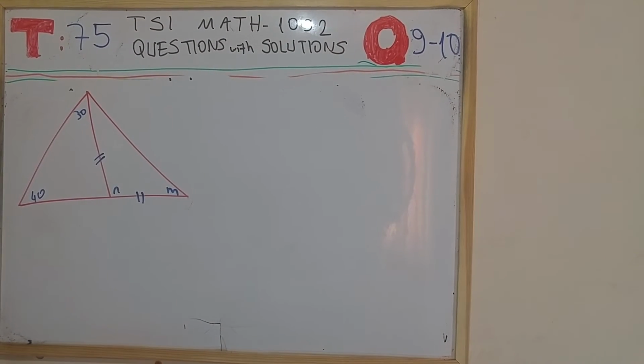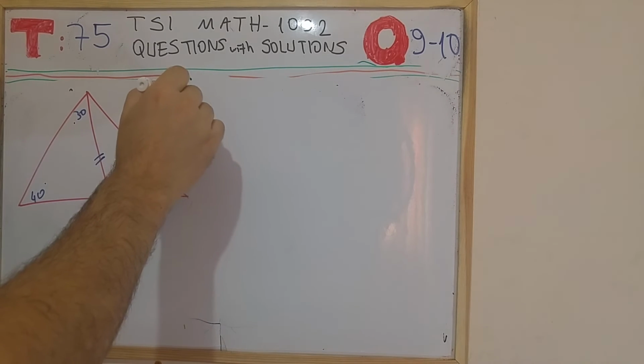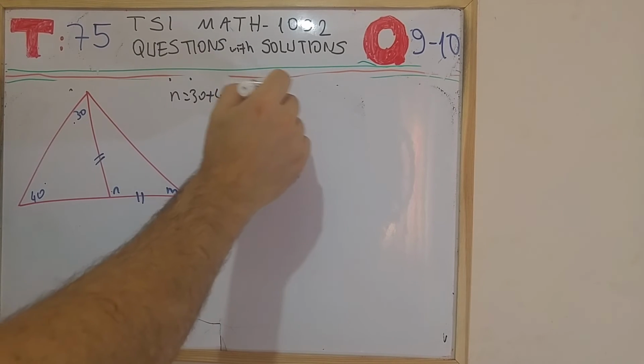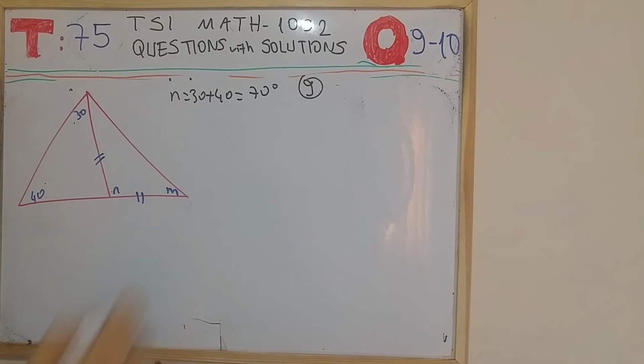Questions number 9 and 8 together now. As you probably remember, the sum of 2 internal angles is equal to the third external angle. That's why 30 plus 40 is equal to the angle here out. So n is equal to 30 plus 40. That is equal to 70 degrees. This is the answer for question number 9.